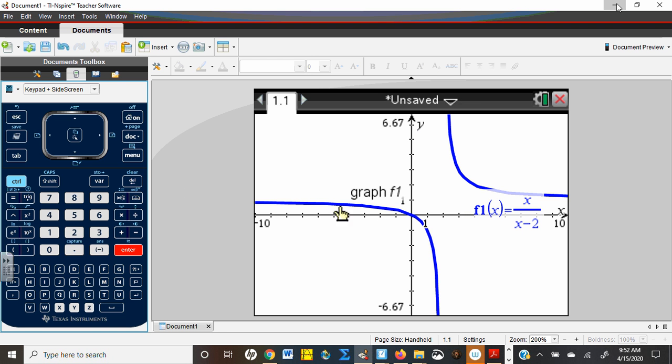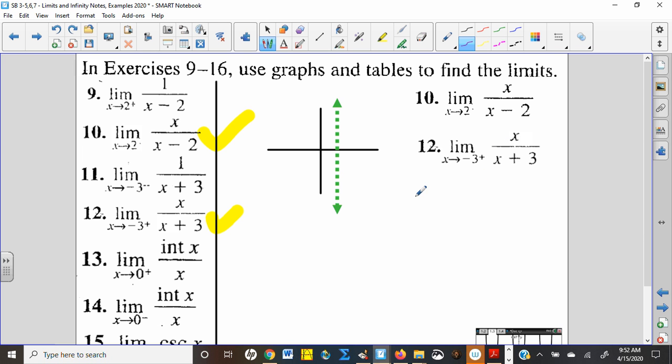But we could do this if we really had to. Here's what we would do. We would just say, okay, I know that as I approach 2, I'm going to be either going way up or way down. The only question is what kind of numbers do I get? So pick a number that's close to 2.